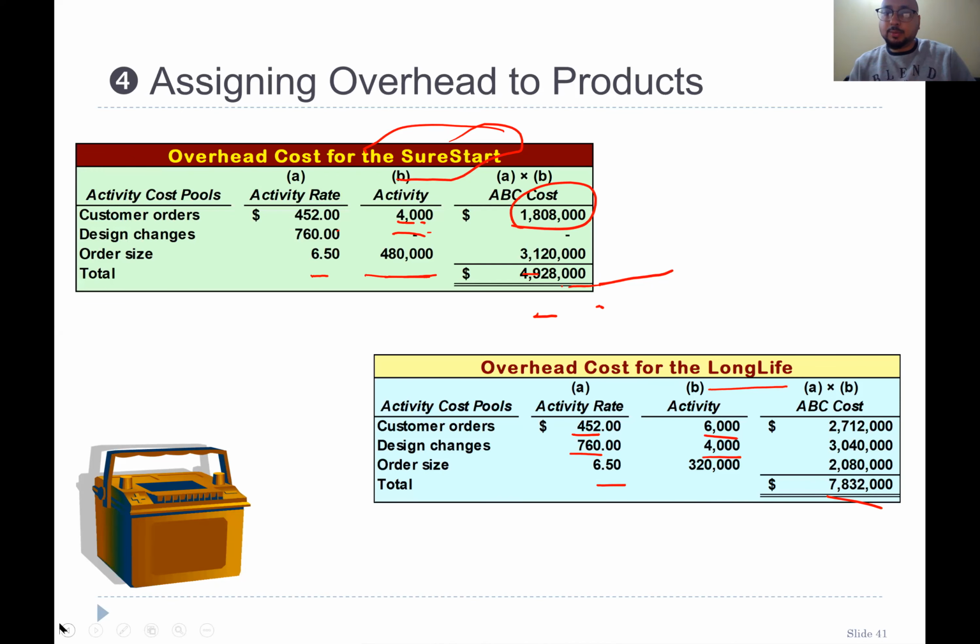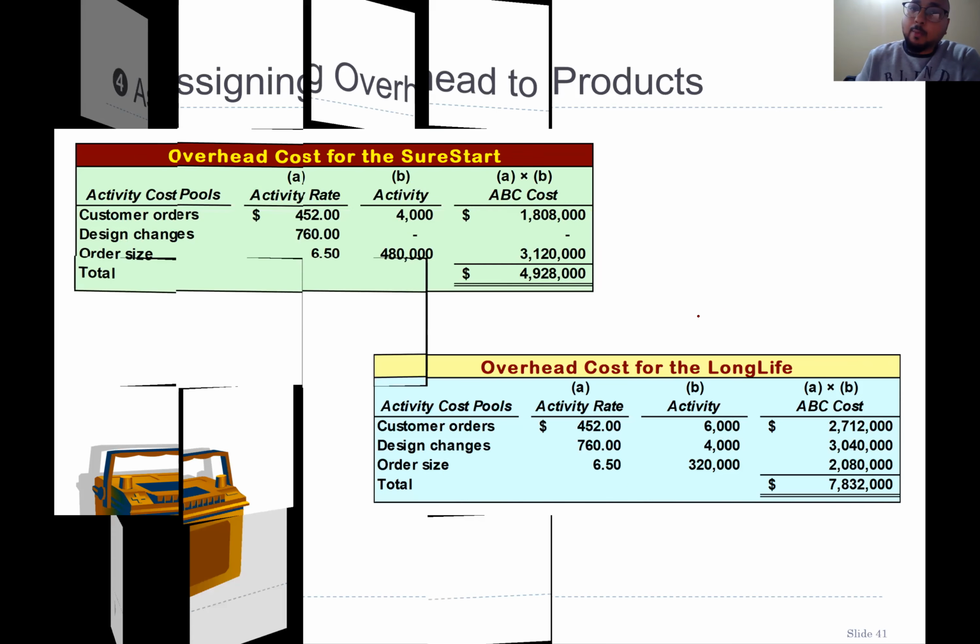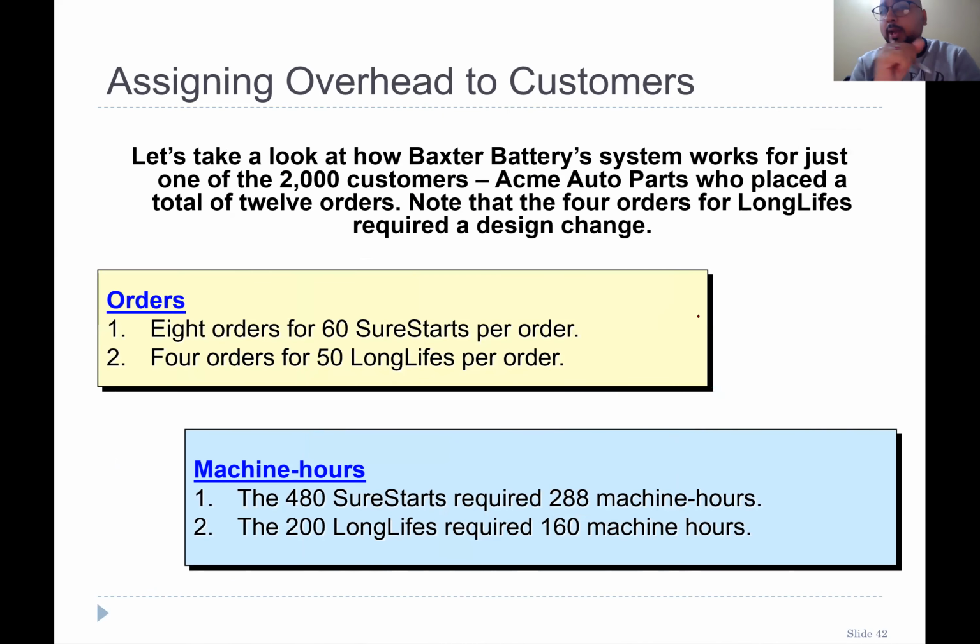Because ABC does include in its overhead some of the manufacturing and some of the non-manufacturing cost, right? So, and for long life, how much overhead is attributed to long life? 7.832 million, right? So we can also find out what is the cost of this customer to us.